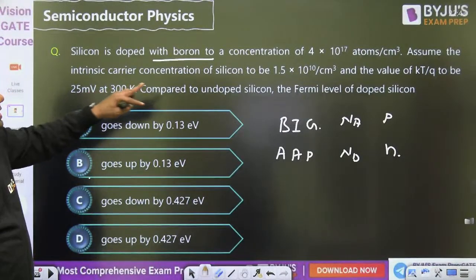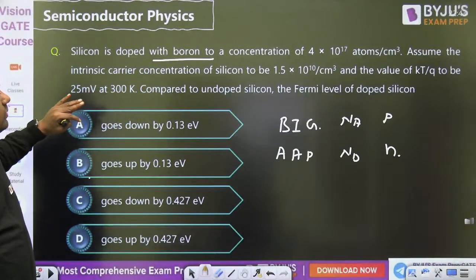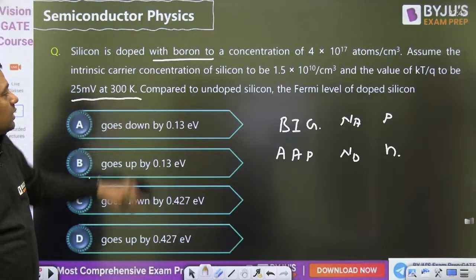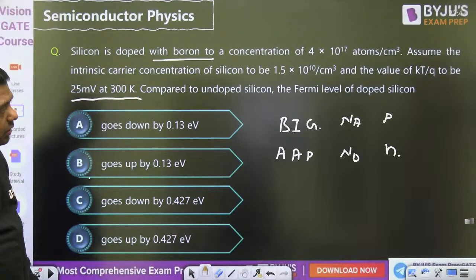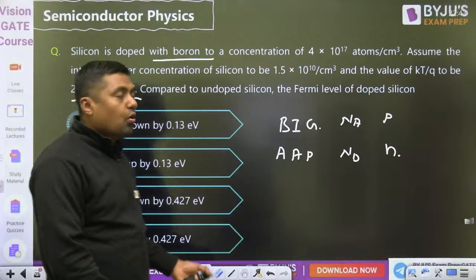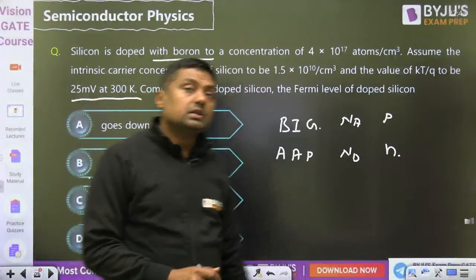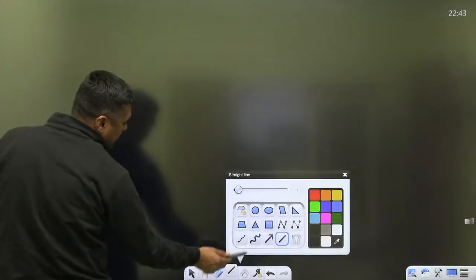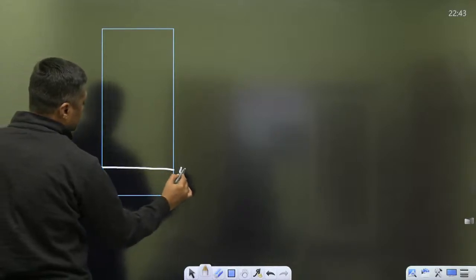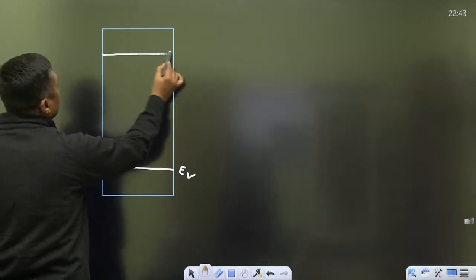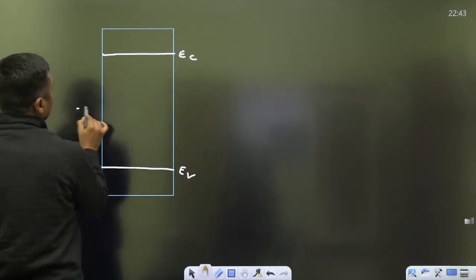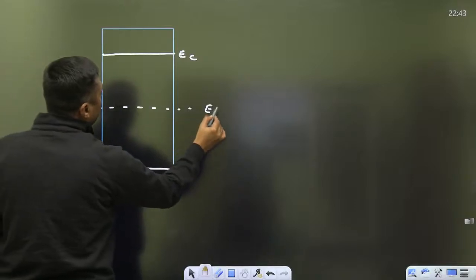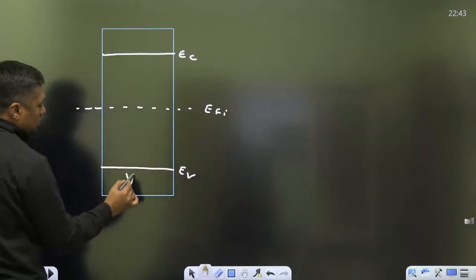Assume the intrinsic carrier concentration of silicon to be this much. The value of kT by q, this one. Compared to undoped silicon, the Fermi level of the doped silicon will go down. It is a trivalent impurity, so it goes down. So quickly you can draw this diagram and you will get the answer. As compared to the intrinsic Fermi level, it will go down.